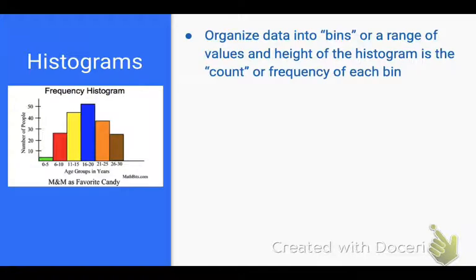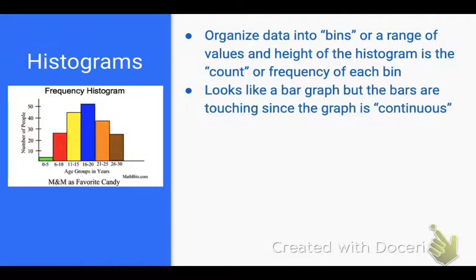So if you look at the histogram on the left, their bins are age ranges of 5 years, so 0 to 5, 6 to 10, 11 to 15. And then the height of the bin represents the number of people in that age range that selected M&M as their favorite candy. So even though there's different colors, they're not selecting the color that they prefer. This is how many people preferred M&M over different types of candy.